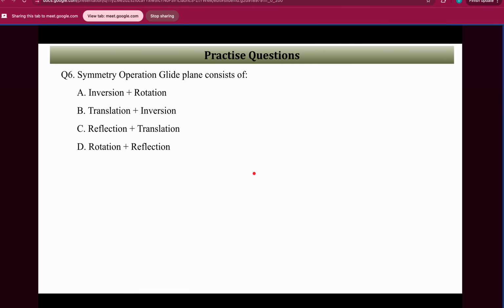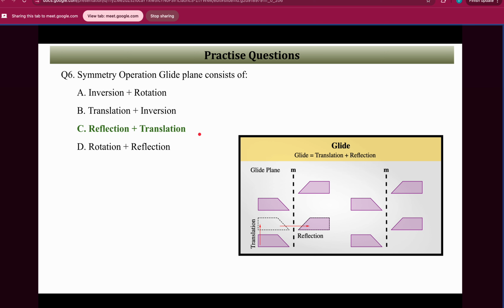Okay, now let's see. The right answer is reflection and translation. In this case, firstly it translates, or you can call it either way, it depends. Firstly it translates and then that translated thing gets reflected. This is reflection, not inversion. The other option could also be translation plus reflection, so they both are the same.